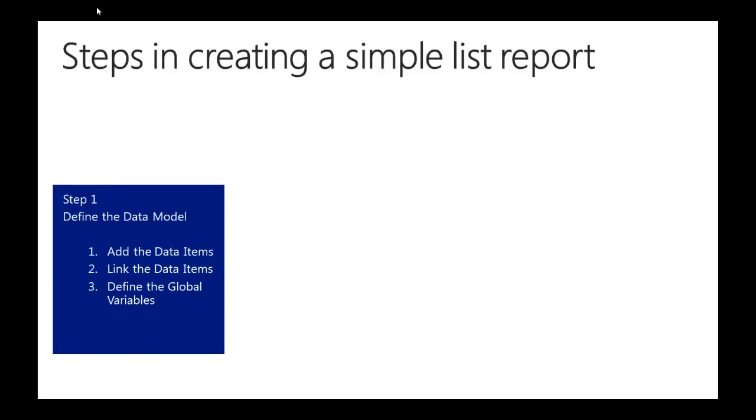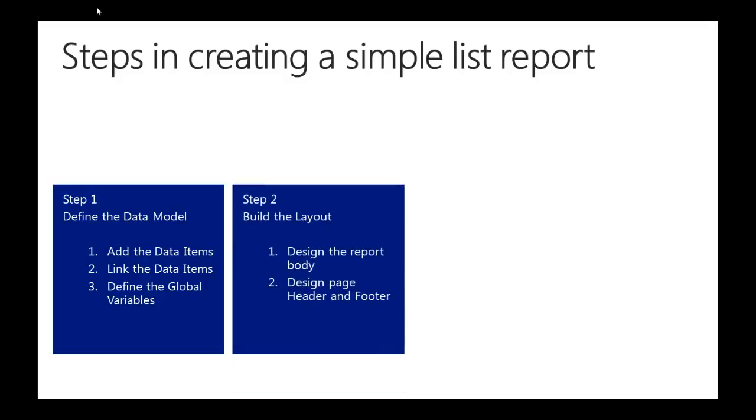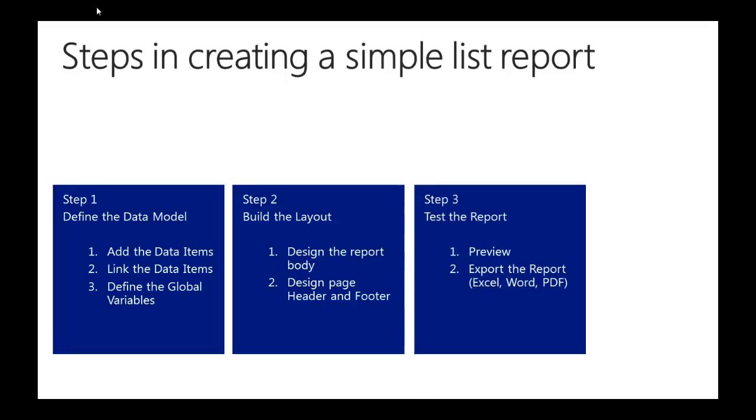First, we will define the whole data model of the report by adding the required data items and linking them. We will also define the global variables required and define them as columns in Report Designer. In the second step, we will design the layout of the report by adding the body, page header, and footer. We will of course add the required fields in all 3 sections of the report. At last, we will test this report by executing and also exporting the data to other file formats like Excel, Word, or PDF. Now, let's start with step 1.